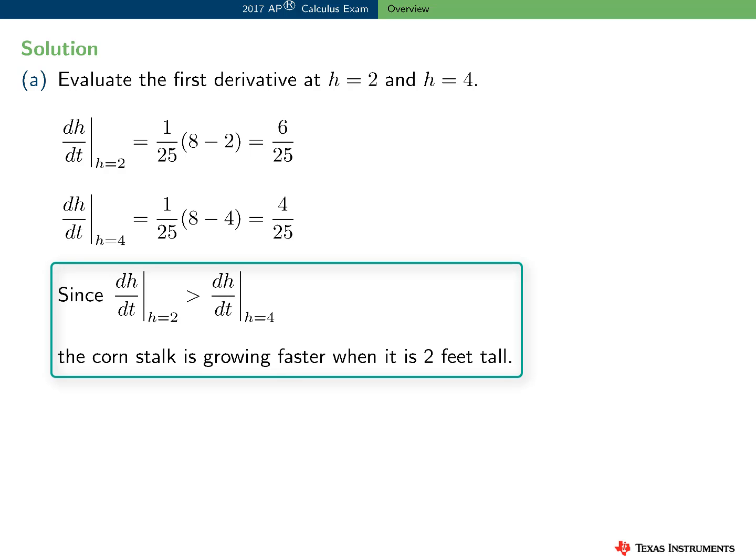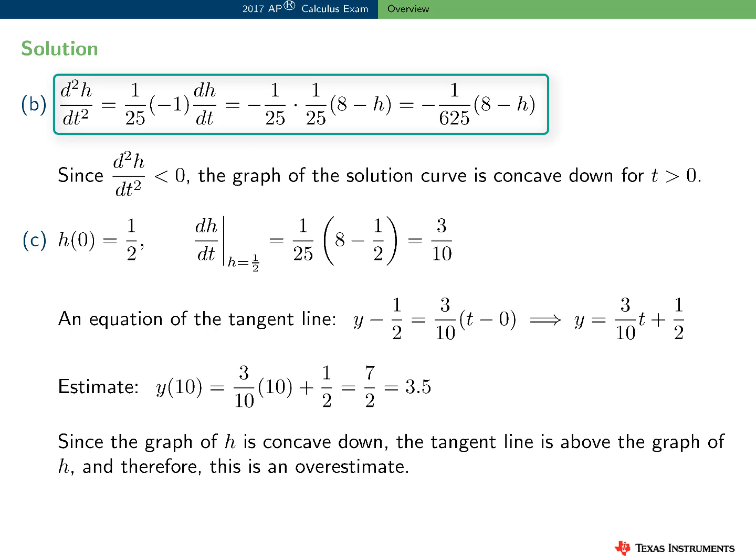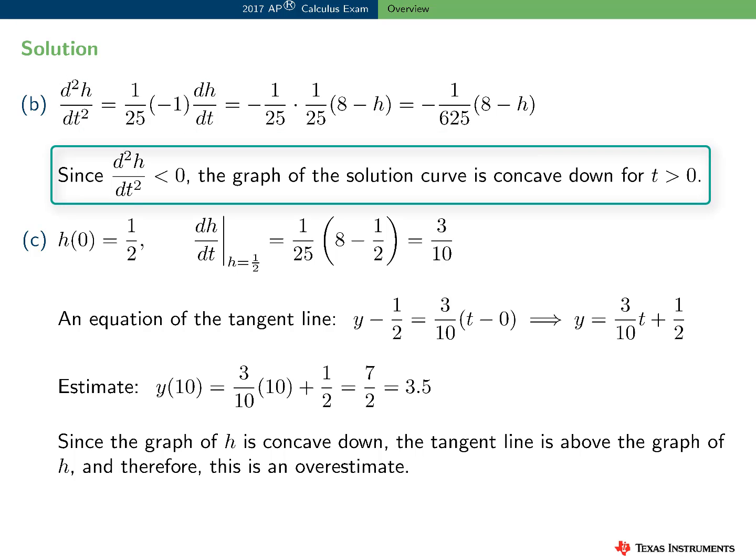To find the second derivative of h with respect to t, we differentiate the given differential equation with respect to t. And don't forget the chain rule here. h is a function of t. Since 0.5 is less than or equal to h, which is less than 8, the second derivative here is less than 0. And therefore the graph of the solution curve is concave down for t greater than 0.